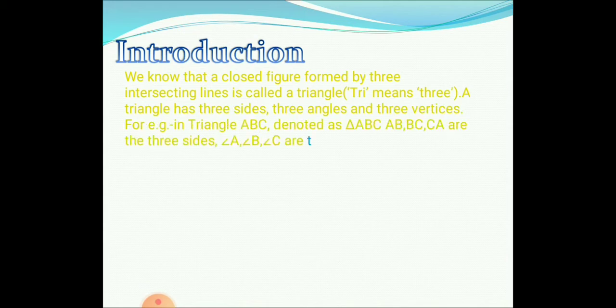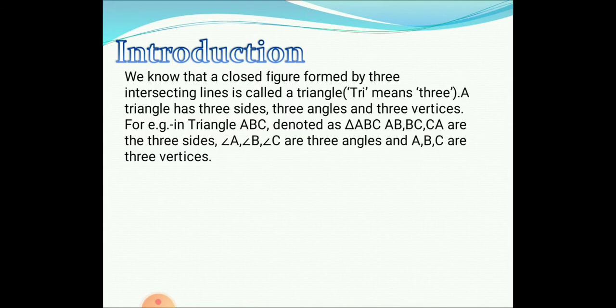Tri means three. A triangle has three sides, three angles and three vertices. For example, in triangle ABC, AB, BC, CA are the three sides, angle A, angle B and angle C are the three angles and A, B, C are the three vertices.